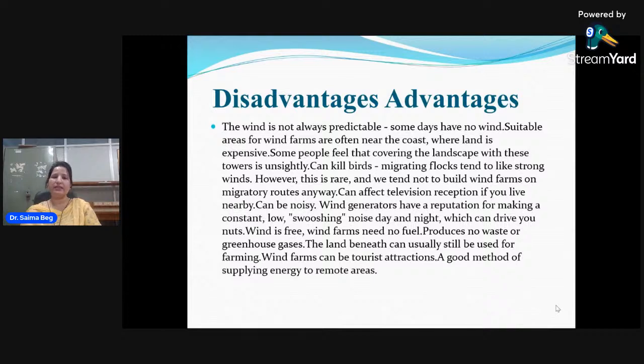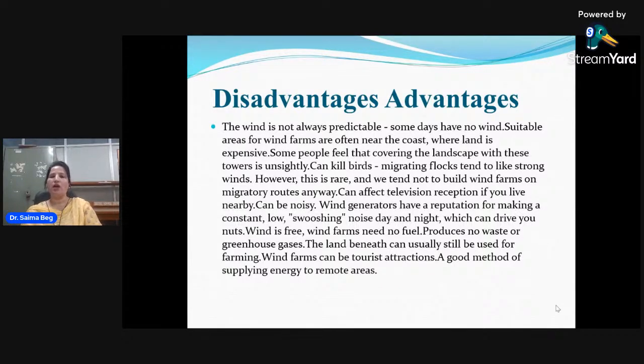These windmills can kill birds also. Migrating flocks tend to like strong winds. However, this is rare, and we tend not to build wind farms on migratory routes anyway. These windmills can affect the television reception if you live nearby. These windmills can be noisy.